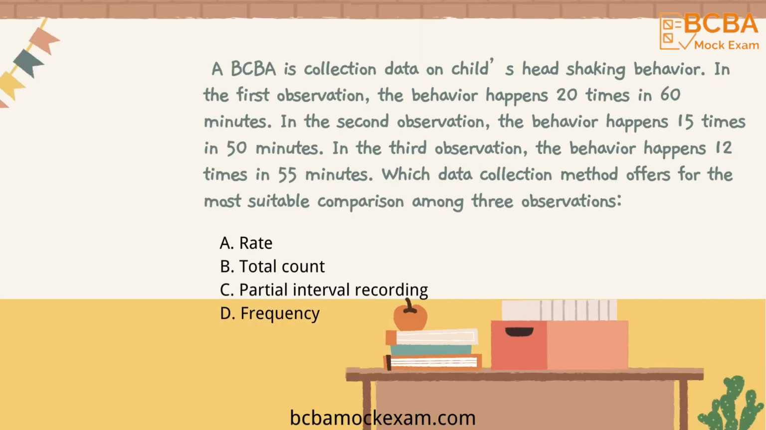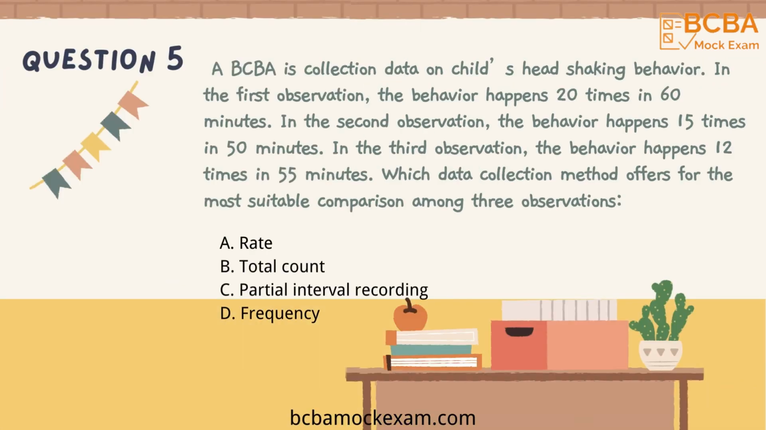Question 5. A BCBA is collecting data on a child's head shaking behavior. In the first observation, the behavior happens 20 times in 60 minutes. In the second observation, the behavior happens 15 times in 50 minutes. In the third observation, the behavior happens 12 times in 55 minutes. Which data collection method offers the most suitable comparison among the 3 observations?